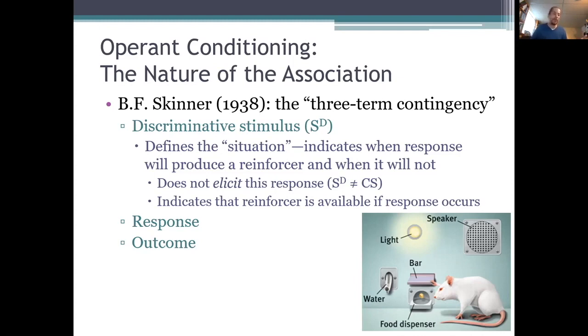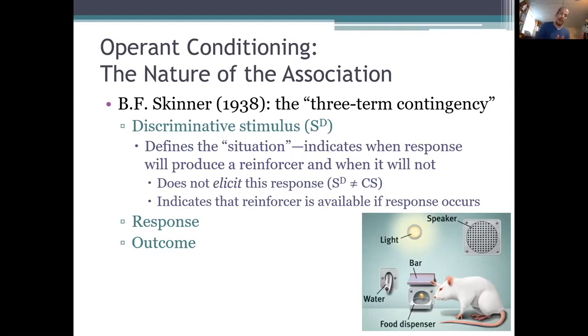So like I said before, operant conditioning involves a 3-term contingency, right? Not a 2-term one like classical conditioning does. So it's not if the discriminative stimulus occurs, then the consequence occurs, right? Because the animal's got to perform the behavior too.